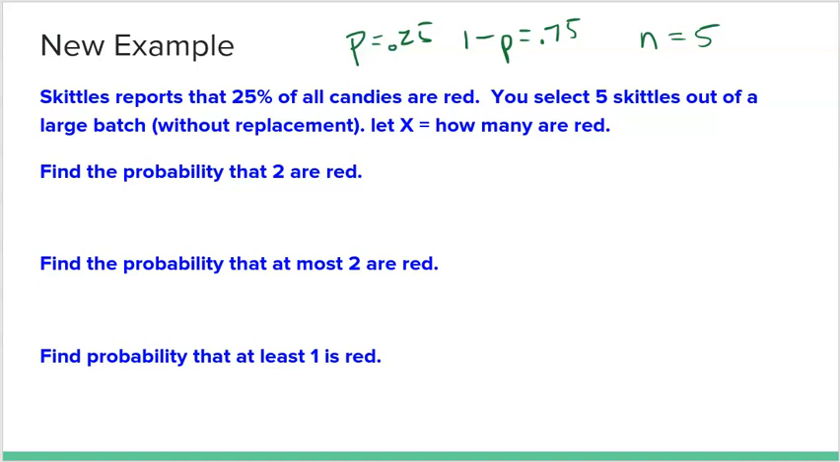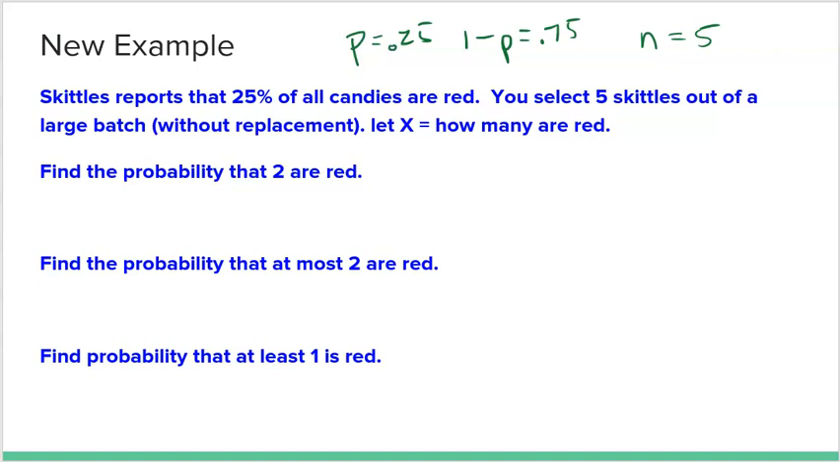Now, every Skittle is either red or not. I like that. Now, since this is a large batch of Skittles, even without replacement, I should assume that there's a 25% chance. Because it's such a large batch, even if I take 5 Skittles out and I eat them, it really should not change the probability of what happens next. Because there are so many Skittles that taking out 5, whether they're red or not red, should not change the probabilities so much that I'm worried, and that's allowed.